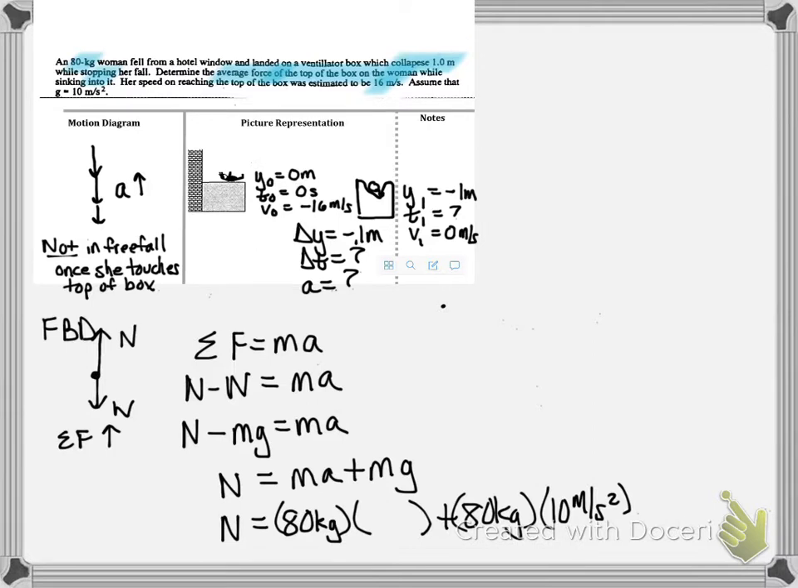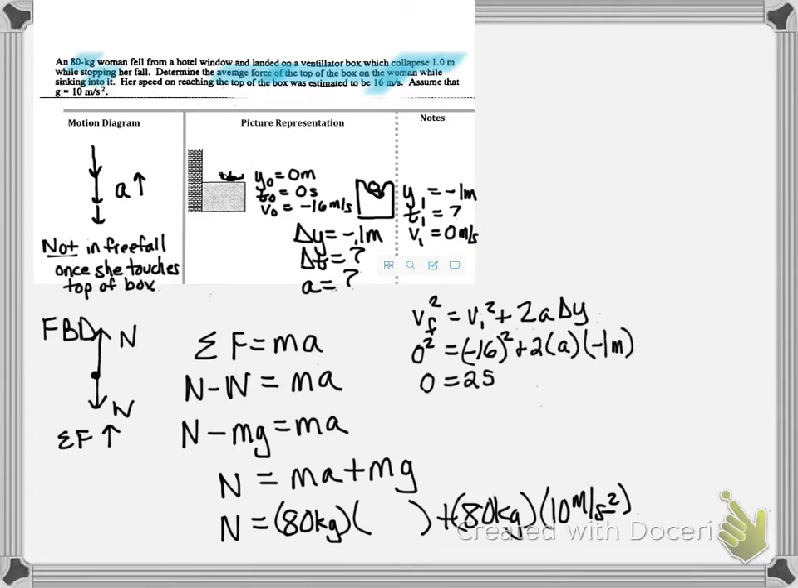So I don't know what her acceleration is, and I'm kind of stuck here for finding the force, except I have all of those velocities and displacements. That tells me to look for a motion equation that has the things I need in it. I need one that doesn't have time, because I don't know time. That gives me only one choice: vf squared equals vi squared plus 2a delta x. I'm just going to write delta y since I have vertical motion. Her final velocity is 0. I've already written all these numbers down, so I'll put them in.